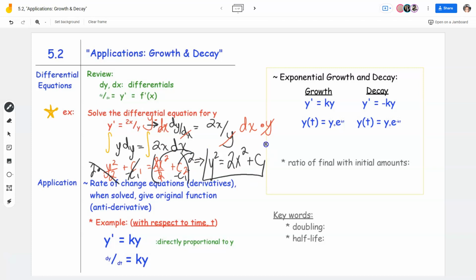Could this be solving? Yes. Could I also say something like y is equal to plus or minus the square root of 2x squared plus c? Yeah, I could say that too. And there is no bringing that plus c out because that plus c is stuck under the square root.